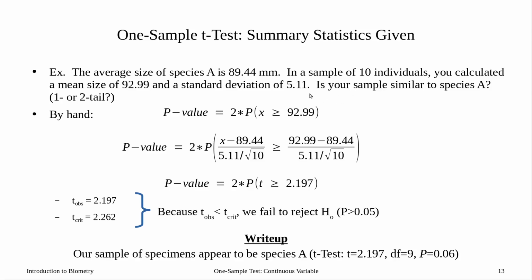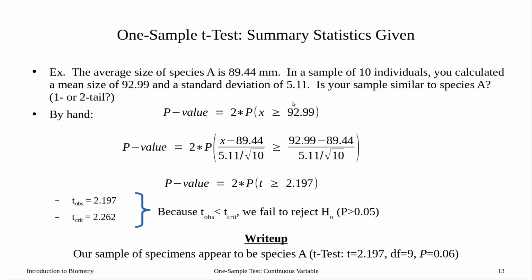Hopefully you said it's because our question is just asking, is our sample similar to species A? It doesn't set directions, it just asks, is it equal or is it not equal? So we didn't say, is the sample larger or is the sample smaller? We just said, is it equal? So when we run our test, we have to account for the fact that it could be larger or it could be smaller. So we run a two-tailed test.